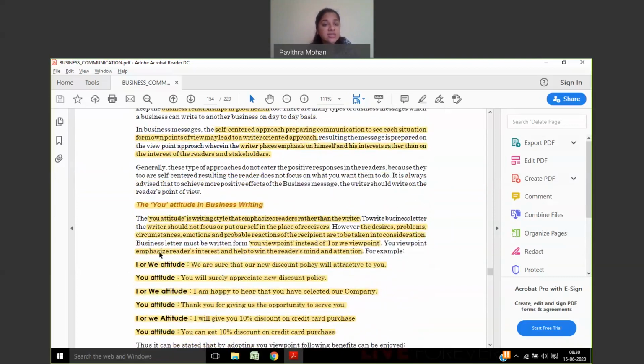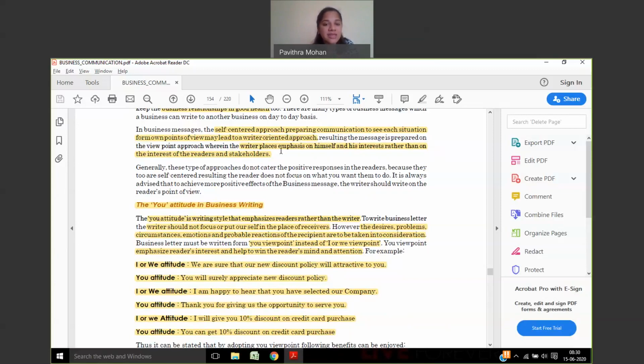And after this, generally business messages follow a self-centered approach: preparing communication to see each situation and form one's own points of view may lead to a writer-oriented approach. That is, I have to always ensure that when I write certain business information, it is written with the reader in mind. Reader perspective is what I have to ensure. It shouldn't be a writer's perspective. If it is a writer's perspective, then it will become a dominant message where the reader is not being given enough consideration. Okay, it is very, very important.